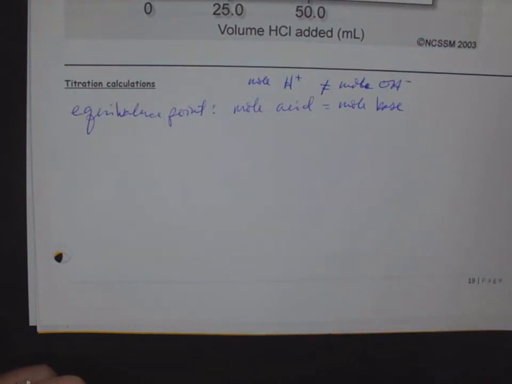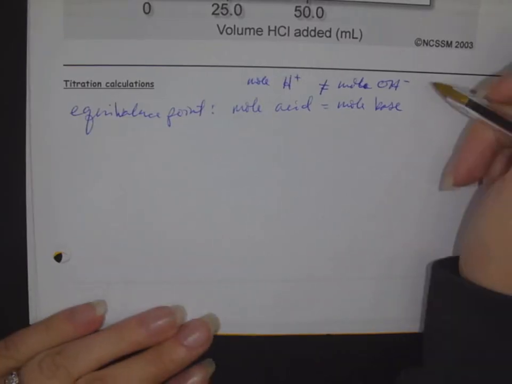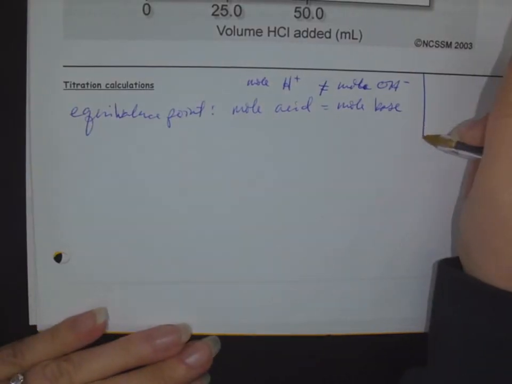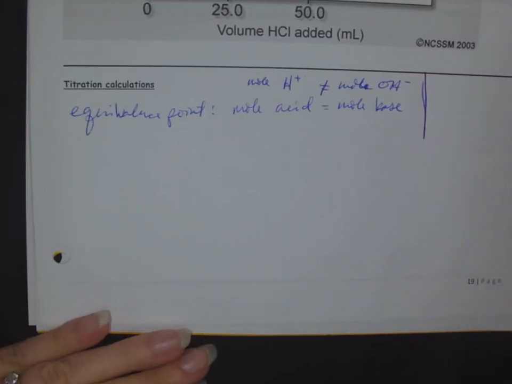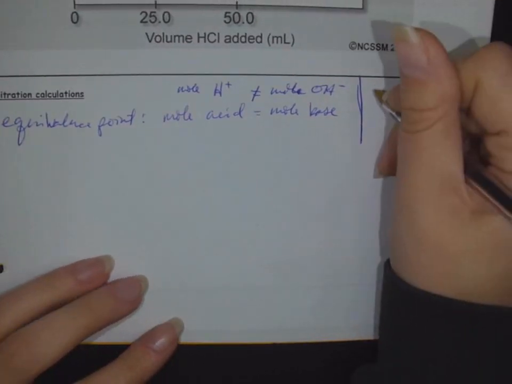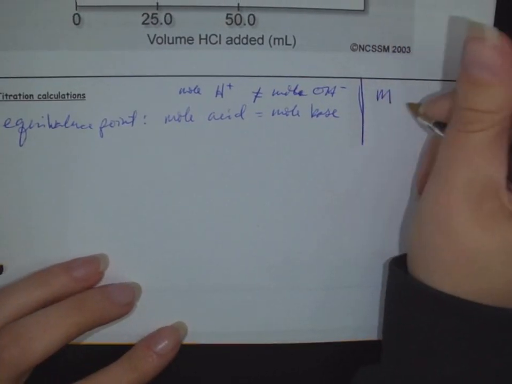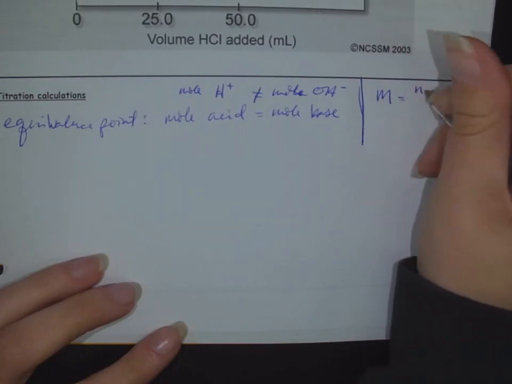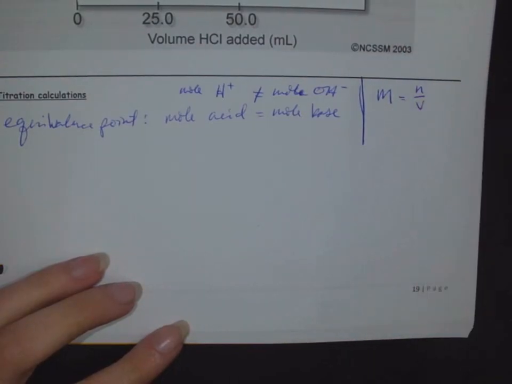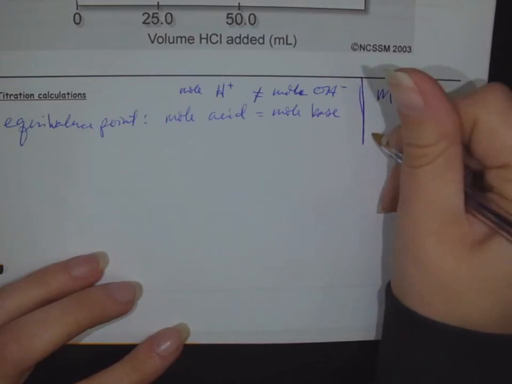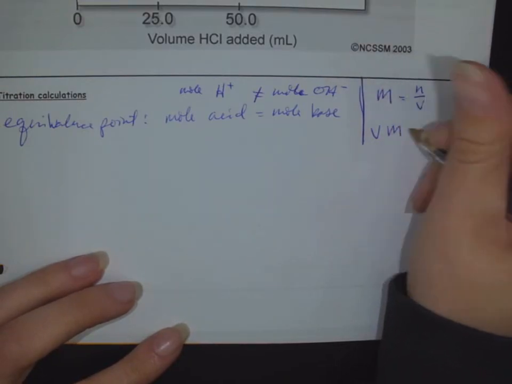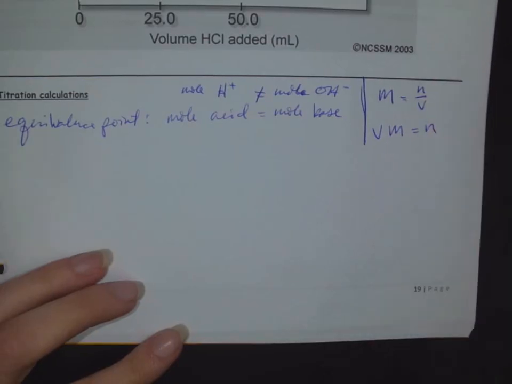That's not necessarily true. It means the moles of the acid equals the moles of the base. Now we're often given volumes and concentrations, right? If I'm given the molarity, the concentration of something, that's going to be moles over the volume in liters. And if I rearrange this to solve for moles, it'd be volume times molarity equals the amount of moles.